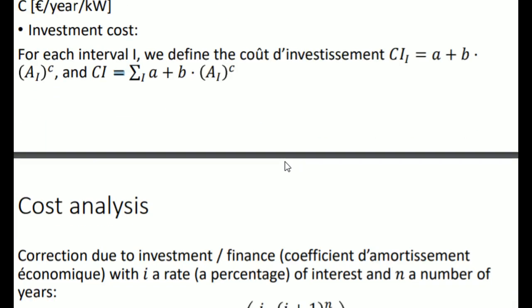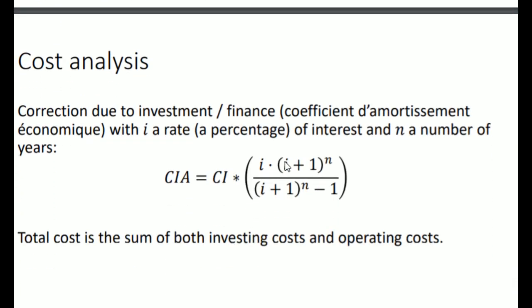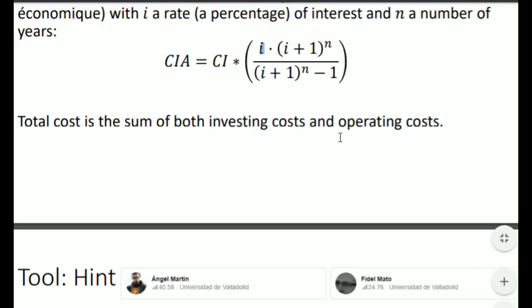Now there exists a small correction that is important to know. It's due to finance, investment. It's called the coefficient d'amortissement. So if you have a rate of interest I and a number of years, you have to correct with this factor. If you are doing a very precise cost analysis, it's important to correct it. And then the total cost is just the sum of this with the operating costs.